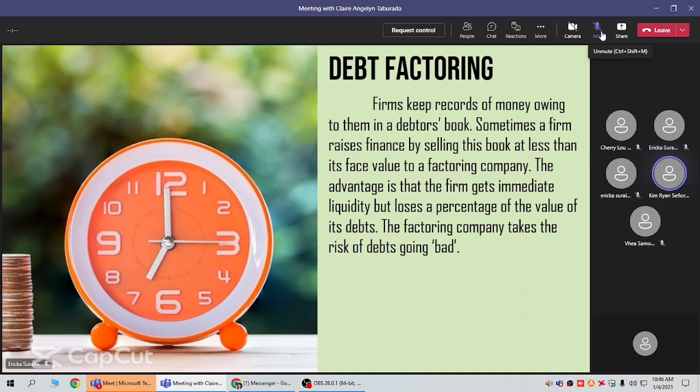So debt factoring is a transaction between a business and a third party which provides quick cash flow in exchange for an account receivable or other assets.